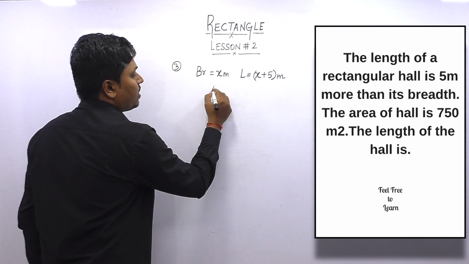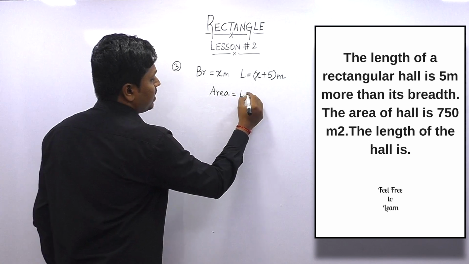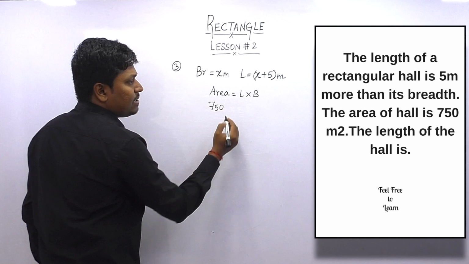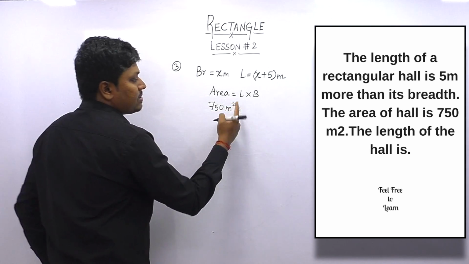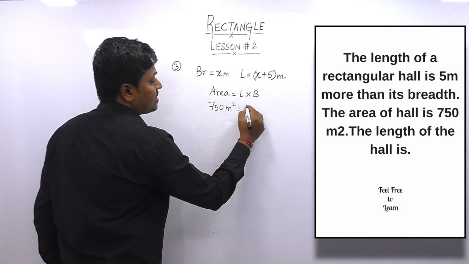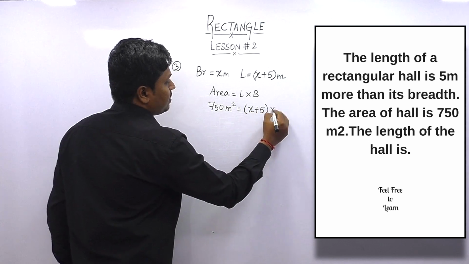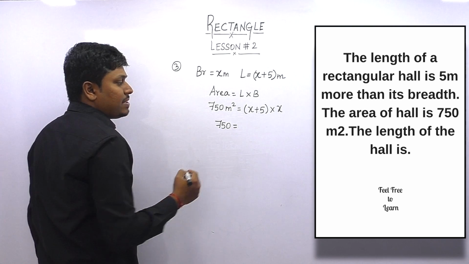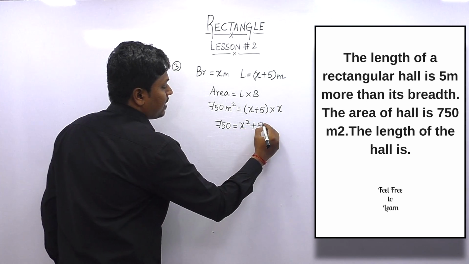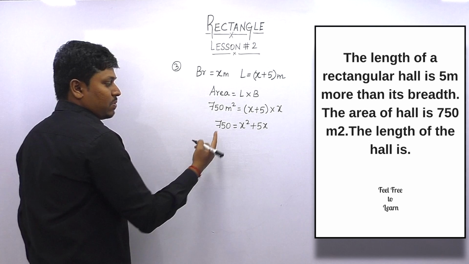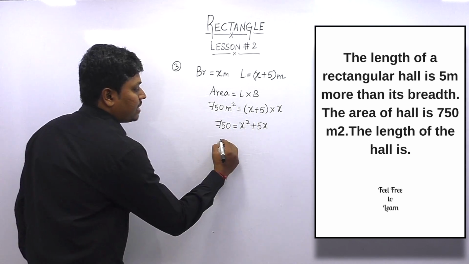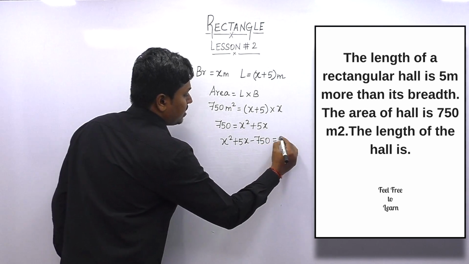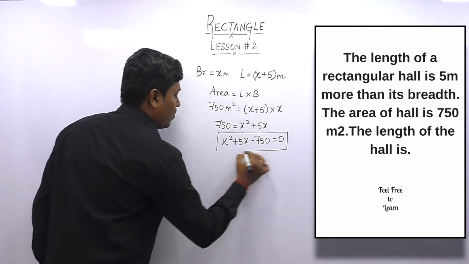And we know the formula of area. So area is equal to length into breadth, and the area is directly given, that is 750 meter square is equal to the length we have fixed as x plus 5, so x plus 5 into the breadth, which is x. So we can multiply this, so 750 is equal to x square plus 5x. Got it, x square and 5x. So once you bring the 750 to the right hand side, it becomes x square plus 5x minus 750 is equal to 0. So finally we have framed a quadratic equation.